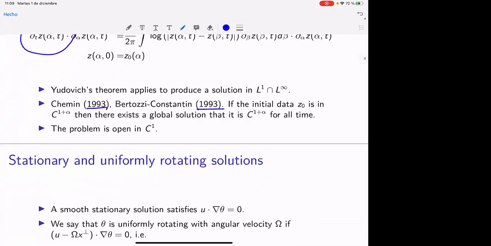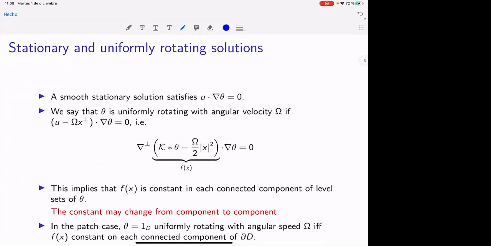Okay, so now let me define what I mean by a stationary solution and more precisely a uniformly rotating solution. So a stationary solution is easy. D_t is zero, and therefore the only term that survives is the transport term. And now I'm going to say that a solution is uniformly rotating with some angular velocity omega if it is stationary in the rotating frame.